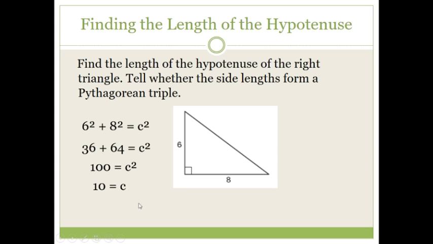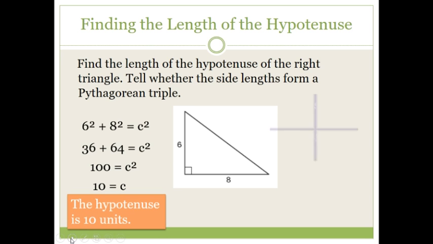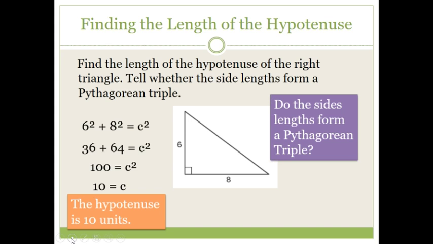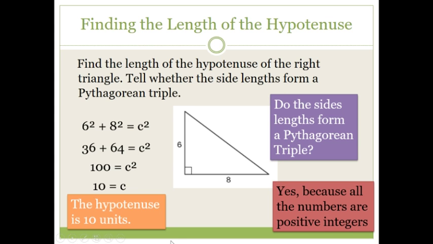So now let's consider the original question. Do these side lengths form a Pythagorean triple? Well, the hypotenuse is 10 units. So do the sides form a Pythagorean triple? Yes, because all the numbers are positive integers. They are 6, 8, and 10.